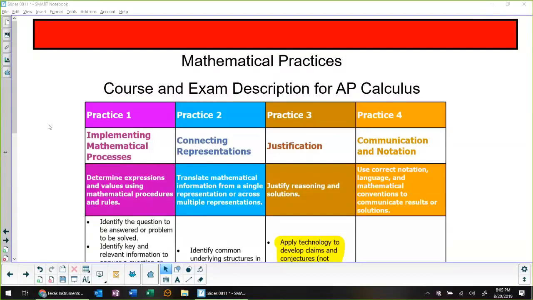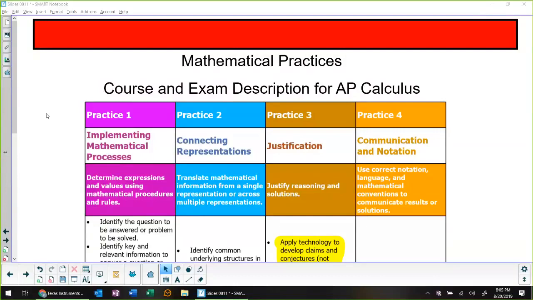There are 4 mathematical practices as described by the course and exam description. The first one is implementing mathematical processes. The next one is connecting representations. The next is justification. And then the fourth is communication and notation.